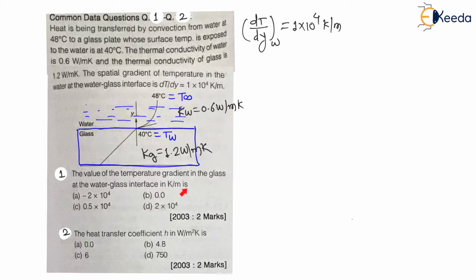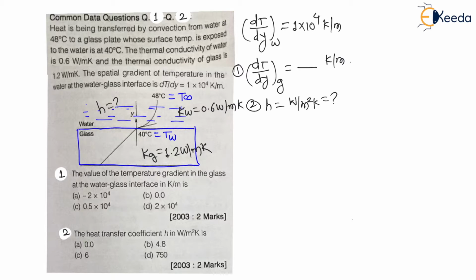The very first question is: the value of temperature gradient in glass at the water glass interface in Kelvin per meter. Now they are asking what is the temperature gradient dT by dy in the glass at the water glass interface, in Kelvin per meter. This is our first question. Now the second question: the heat transfer coefficient h in watt per meter square Kelvin. For this water, what will be the heat transfer coefficient h?